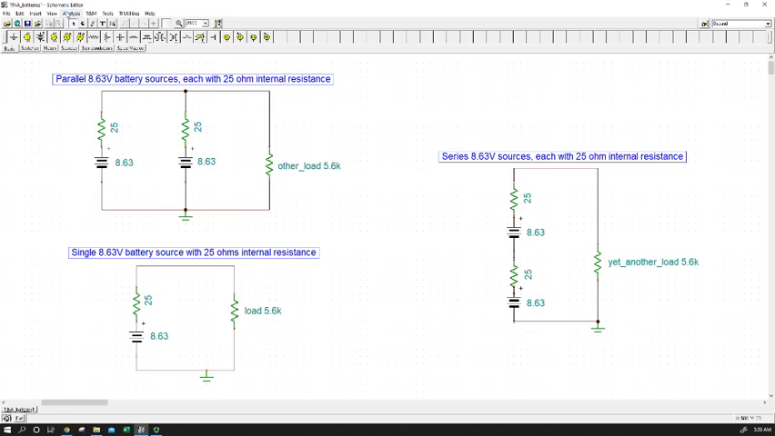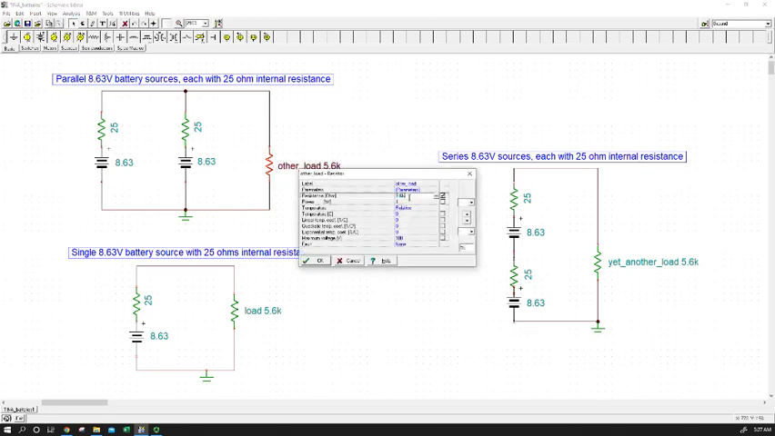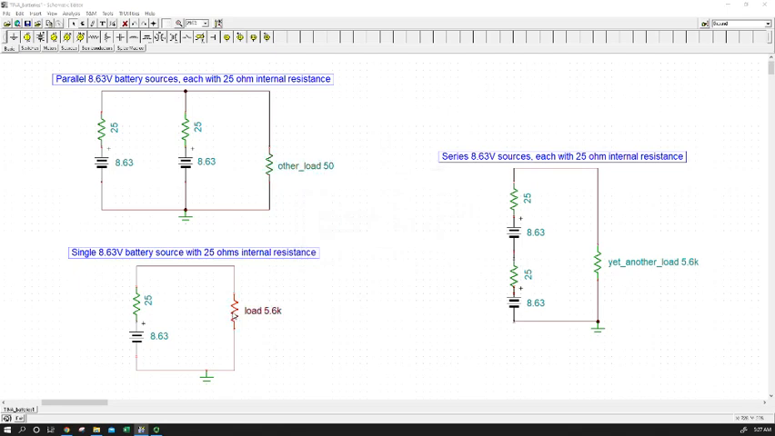Okay, so up till now, we've chosen a load resistance that gives us a very low current draw. Our circuit's not really demanding much of our voltage source because its resistance is very high compared to the internal resistance of our sources. So let's swap out that circuit to one that really is going to allow a lot of current to flow. And I'm going to do that by going in and changing the properties of my load resistors. And instead of 5.6K, I'm going to change them to 50 ohms.